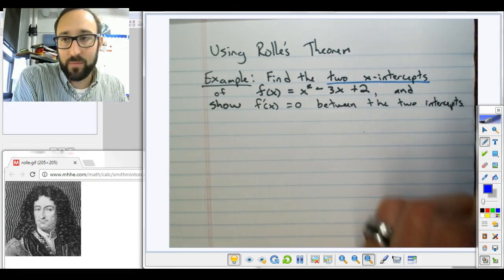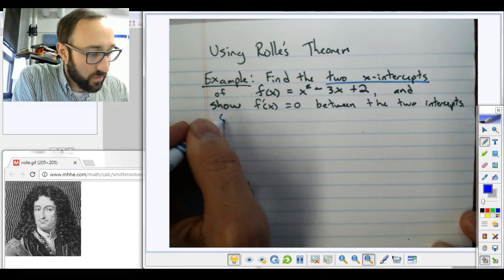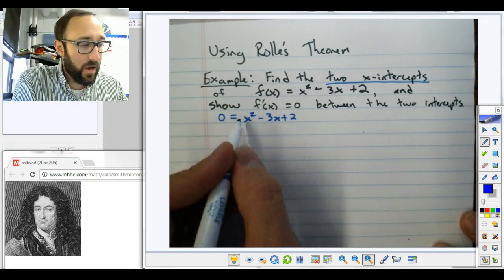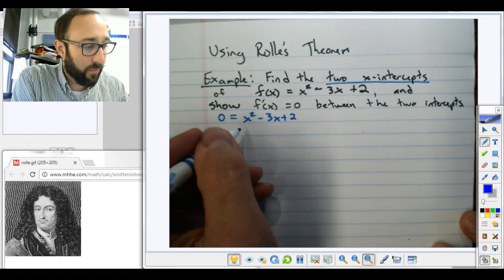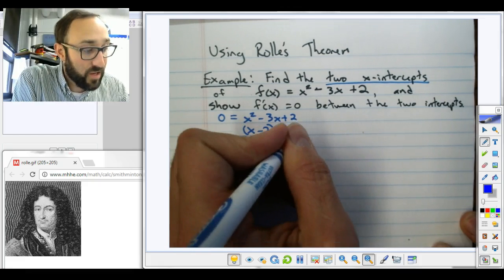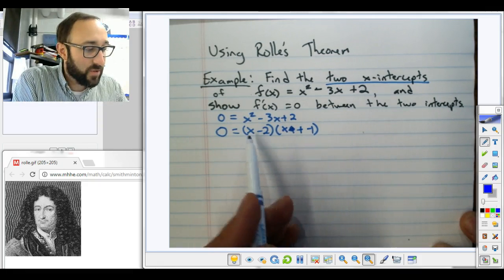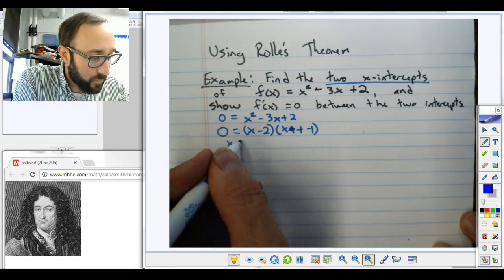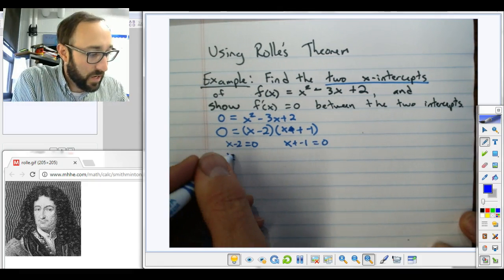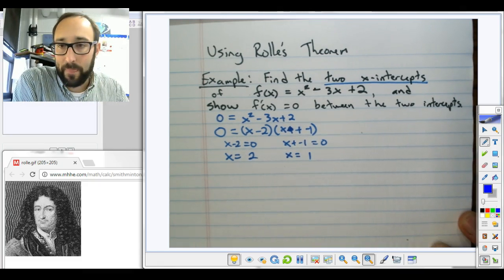First, let's find the two x-intercepts. The x-intercepts are when our original function equals 0. So 0 equals x squared minus 3x plus 2. Now let's say what numbers multiplied to 2 would add to negative 3. That is (x minus 2)(x plus negative 1). So we say x minus 2 equals 0, and x plus negative 1 equals 0. That means x equals 2, and x equals 1.